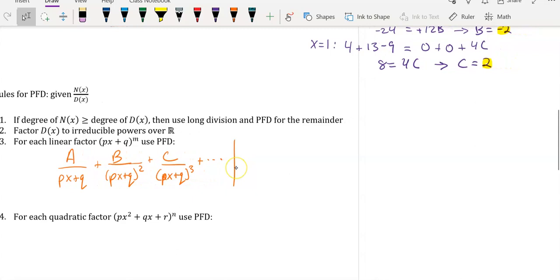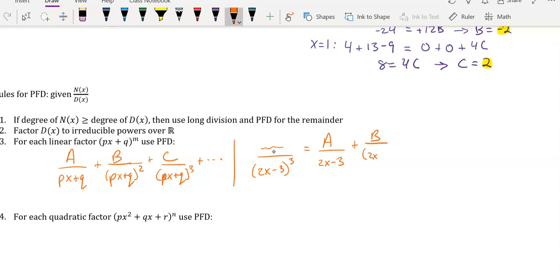I do have an example that we'll do in a minute, but let's say we had some numerator over 2x minus 3 to the third. We would write that as a over 2x minus 3, plus b over 2x minus 3 squared, plus c over 2x minus 3 cubed. I don't do three separate linear terms; I do the polynomial to the first, to the second, and to the third. Like I said, we have an example coming up where we have a linear factor raised to a higher power.